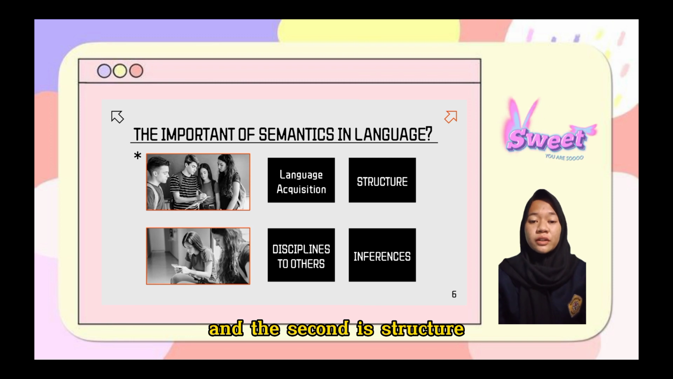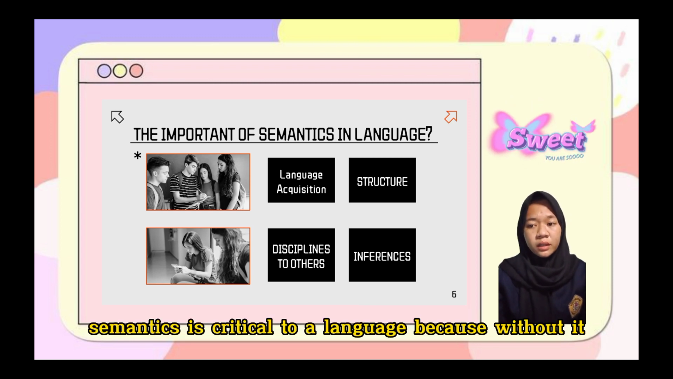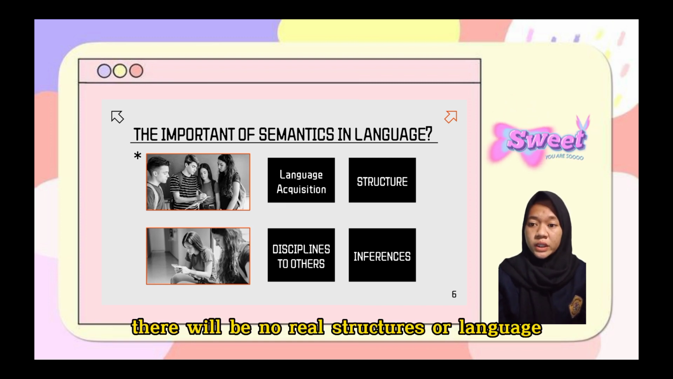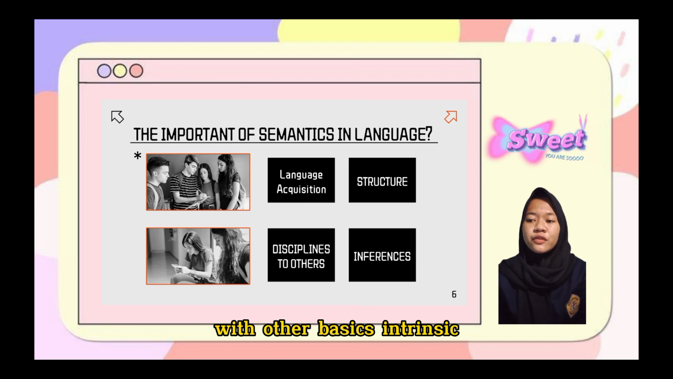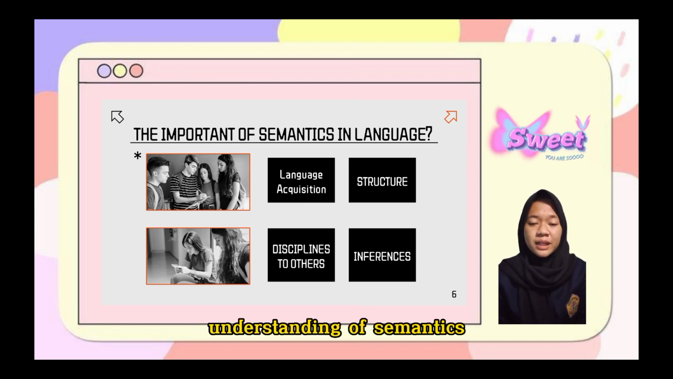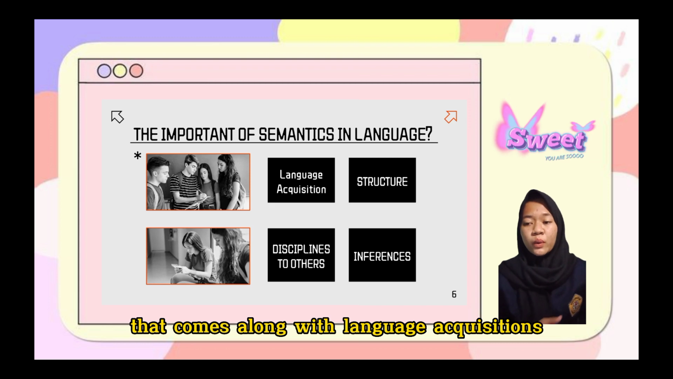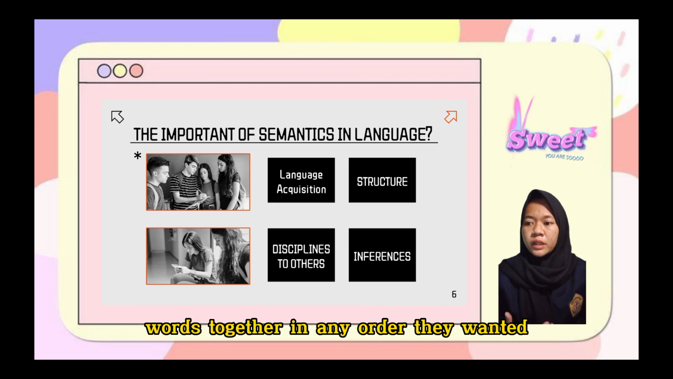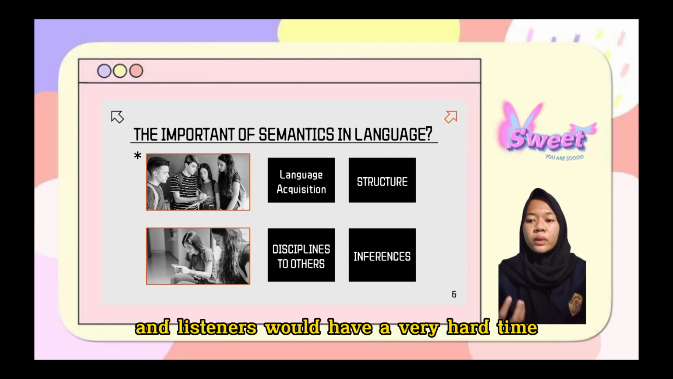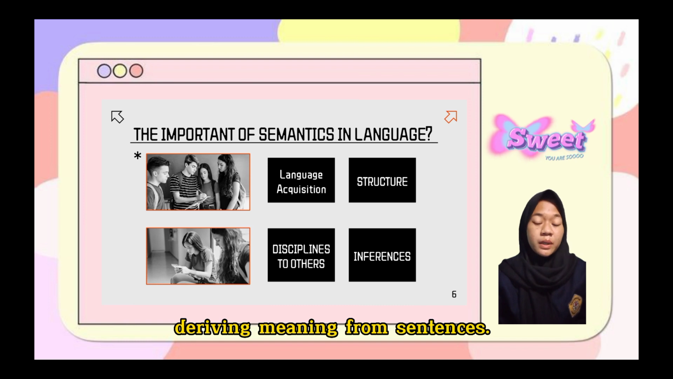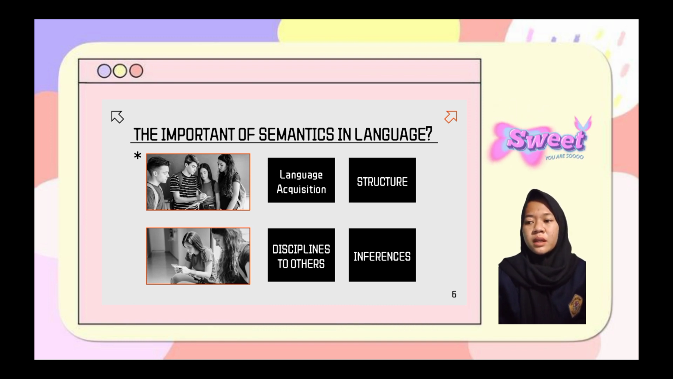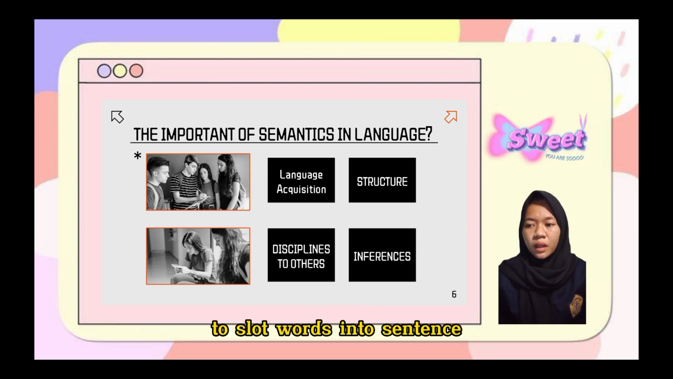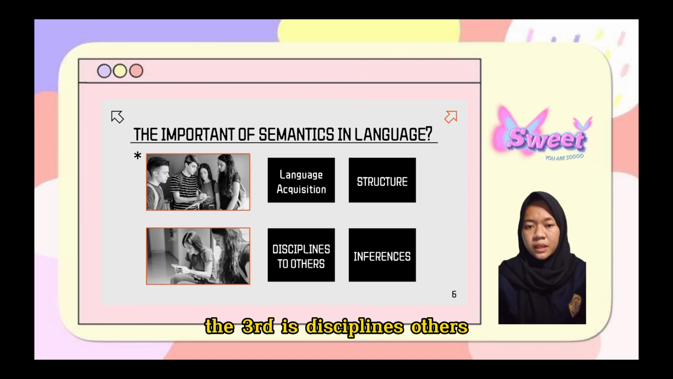And the second is structure. Semantics is critical to a language because without it, there will be no real structure to language. Without the basic, intrinsic understanding of semantics that comes along with language acquisition, speakers could string words together in any order they wanted, and listeners would have a very hard time deriving meaning from the sentence. Semantics provides speakers a structure to use when they need to slot words into a sentence, creating meaning.